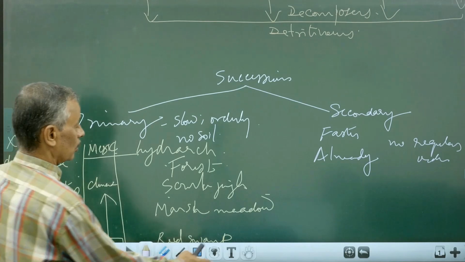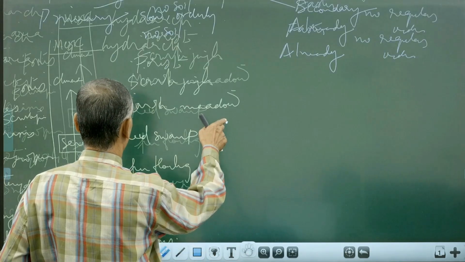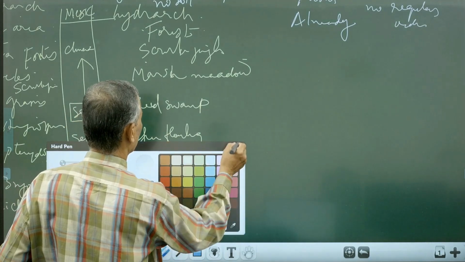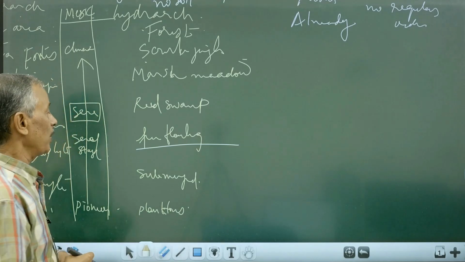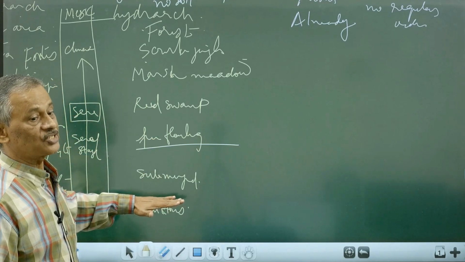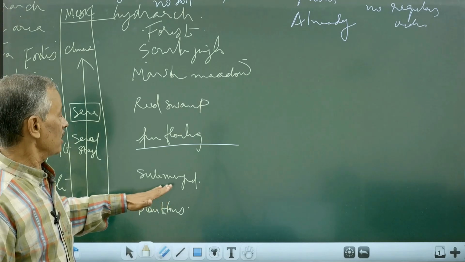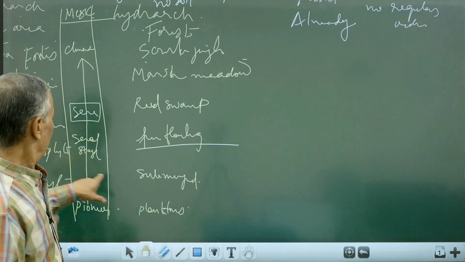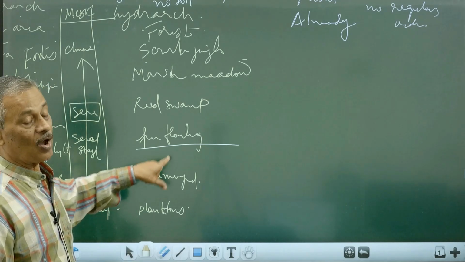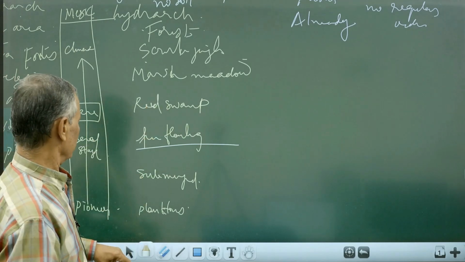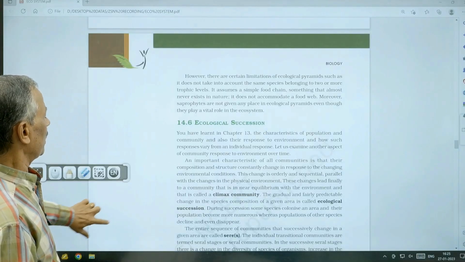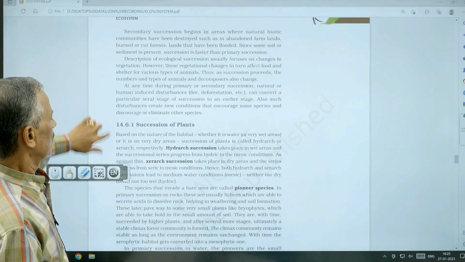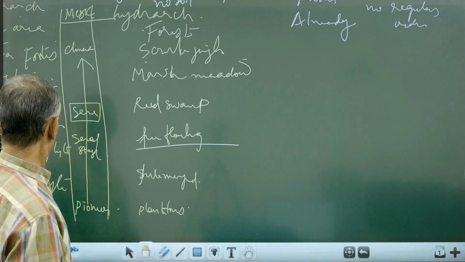If you interfere, if man interferes with any stage, say for example, you are removing all the free-floating plants in a lake, what will happen? Succession will again start from an earlier stage. It will start again from an earlier stage. Okay. That is characteristic of primary succession. There is an order, but there is no such orderly arrangement in a secondary succession. I think it is clear to you now.